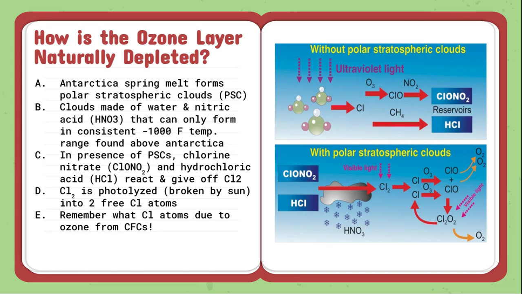In the presence of these polar stratospheric clouds, chlorine nitrate and hydrochloric acid react, and it continues to give off chlorine, similar to our CFCs. So notice how it's that same type of element that is now causing a natural breakdown of our ozone molecules, and it follows that same pattern.